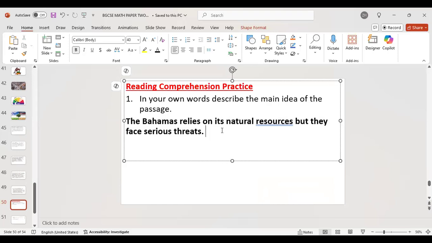What are some challenges? Overfishing. What else? Pollution. What else? And what? And climate change. All right.